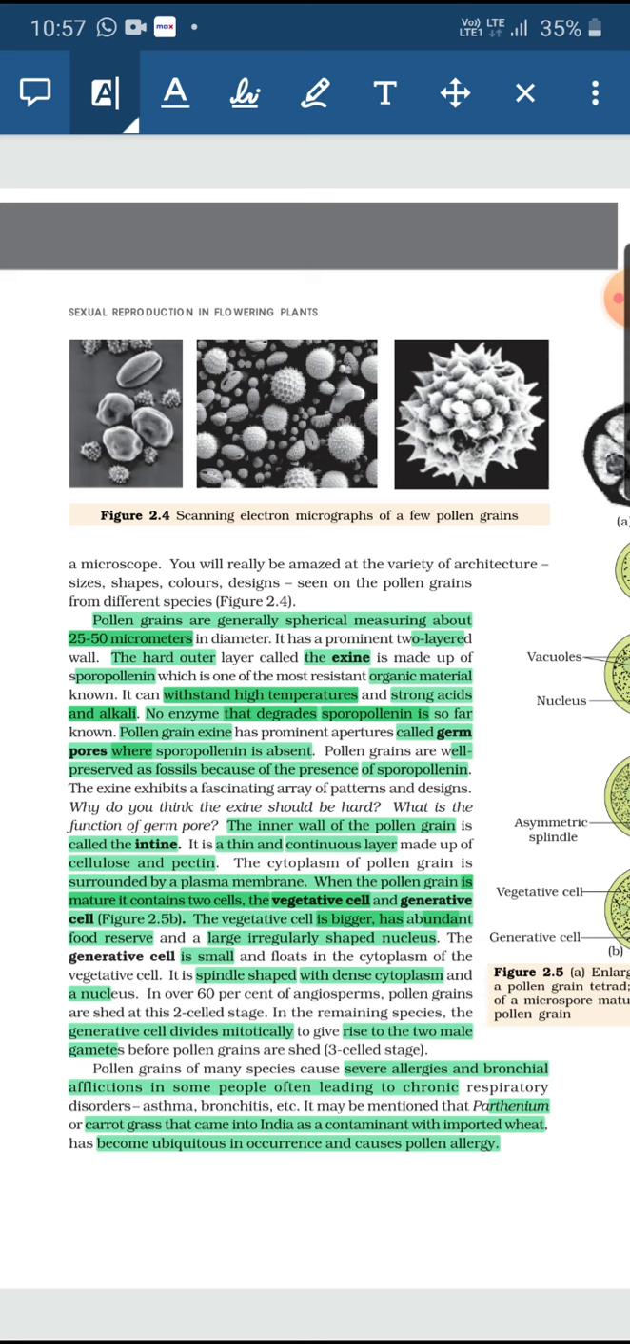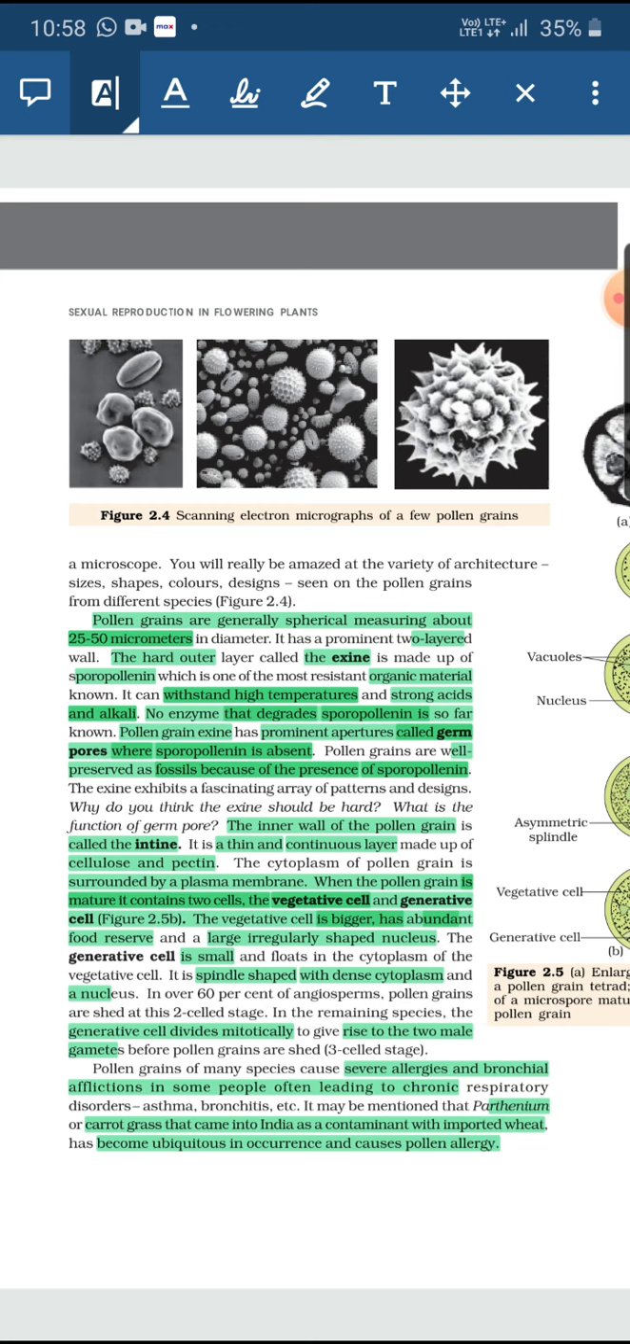Now, the pollen grain exine has a prominent aperture that is called the germ pore. The germ pore is a point in the pollen grain where the sporopollenin is absent. The pollen grains are well preserved as fossils because of the presence of sporopollenin. So, sporopollenin is a major component of the pollen grain, and it is because of the sporopollenin that we can preserve the pollen grains for many years.